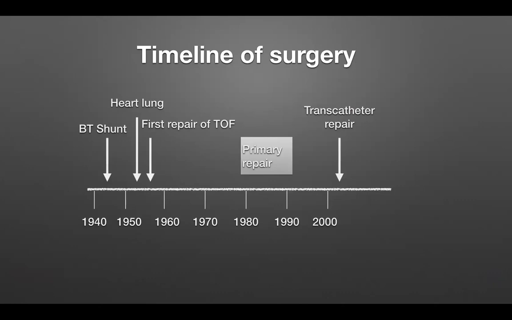Briefly, I'm just going to show you the timeline of surgery, and this helps us understand, if we're seeing a patient in clinic, what procedures they may have had done. Most importantly, the BT shunt occurred in the mid-1940s. The first tetralogy repair occurred in the late 1950s. And then we have gone away from performing shunts and trying to see if we can have the individual undergo a primary repair. And that started in the 1980s. By the early 2000s, we are now able to perform percutaneous transvalvular replacement.